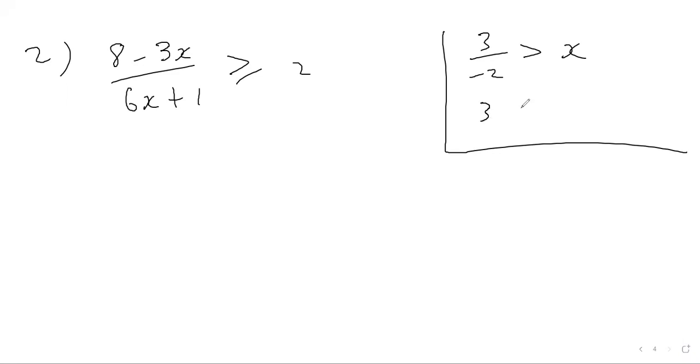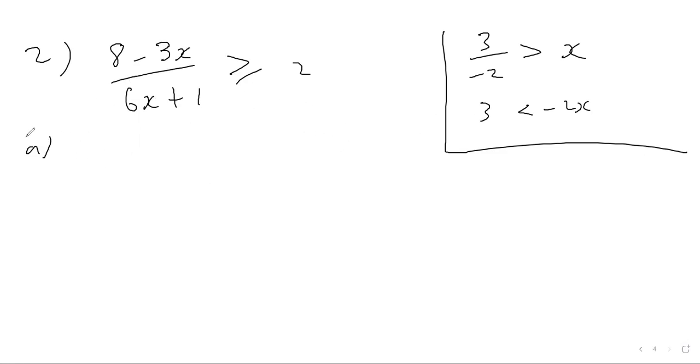So you get 3 is less than -2x. So we've got to be careful because x can be any number, which means that 6x plus 1 could be any number. So we've got to be careful to consider multiple cases, because 6x plus 1 could be a positive number, or it could also be a negative number. So we just got to be careful to consider all of the possible cases.